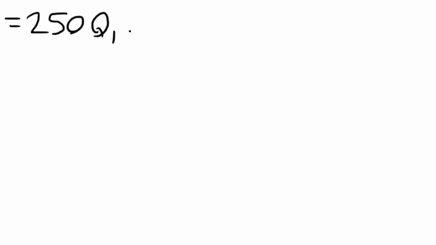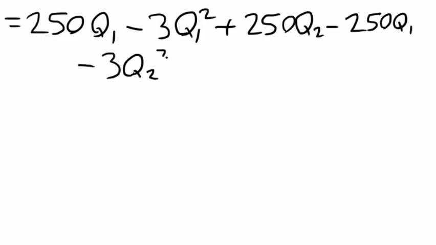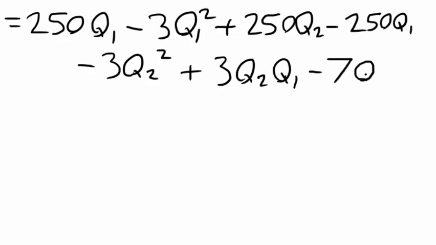250Q1 minus 3Q1 squared plus 250Q2 minus 250Q1, and then continuing, we would have minus 3Q2 squared plus 3Q2Q1 minus 7Q2. So again, this is one long profit function, and we want to make it smaller somehow. So we would combine like terms and see where we could cancel terms out.